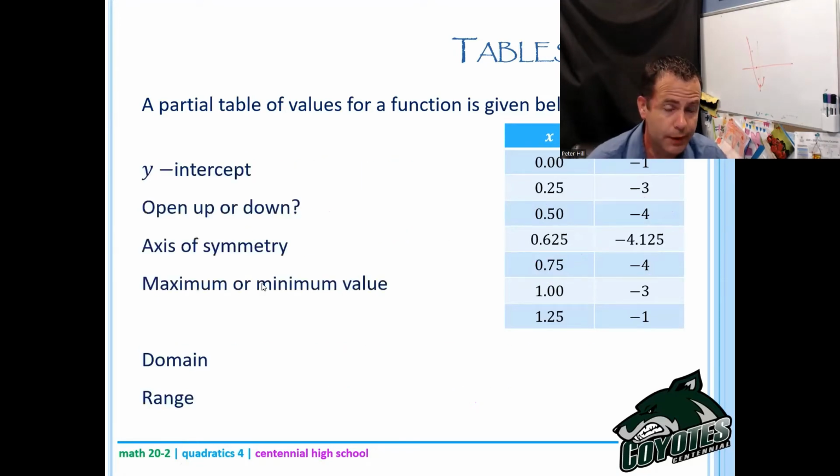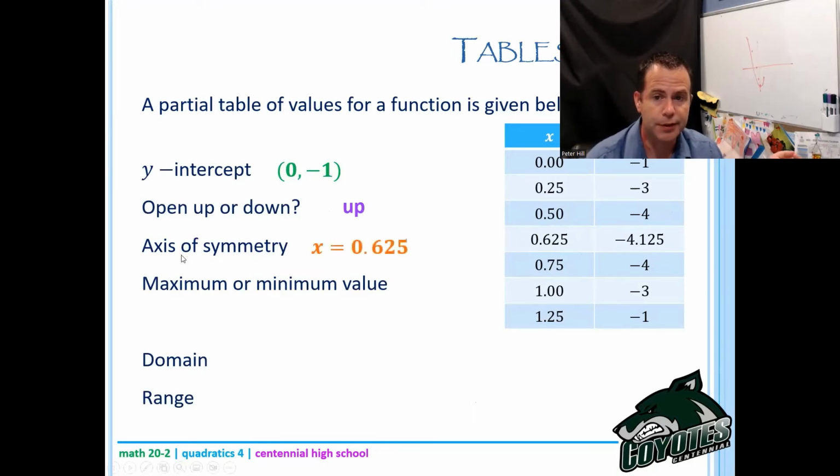Most of them we've already covered. The y-intercept, I need an x value of 0, so I'm looking at my table. There's my x value of 0. Y-intercept is at (0, -1). Opens up, we've already talked about that. Axis of symmetry is at x equals 0.625. We've already talked about that one. The max or min value, the minimum, is at -4.125. We've already talked about that.